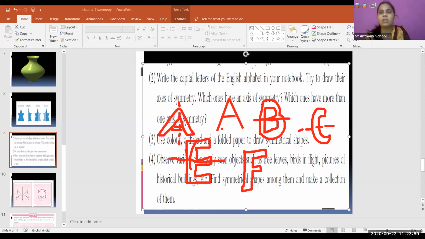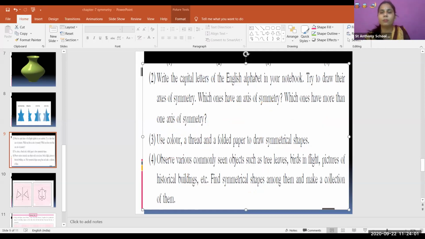So in this way, you have to draw all the alphabets from A to Z, okay, and draw their axes of symmetry. Note it down if any of the alphabets has more than one axis of symmetry. Some of the alphabets are having one axis of symmetry, some are having more than one axis of symmetry, that you have to show.